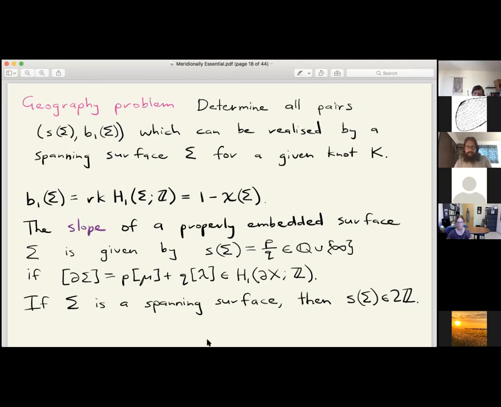Now, if we have a spanning surface, then it just wraps once longitudinally along the knot. So Q is always 1. And furthermore, P must be even. This is because this class must also be 0 in the first homology of the knot exterior with Z mod 2Z coefficients. Okay, so that forces P to be even. And so the slope of our spanning surface must be an even integer.